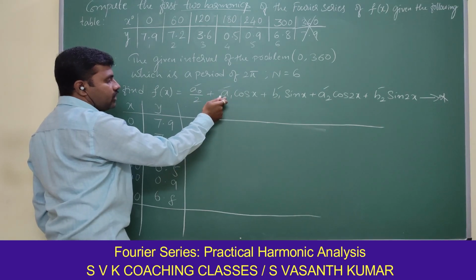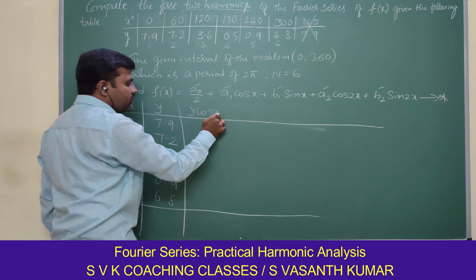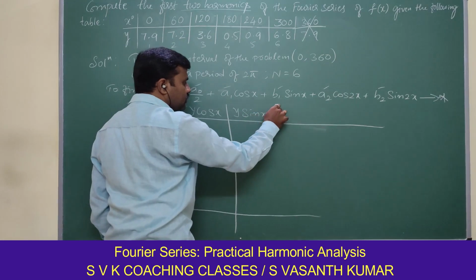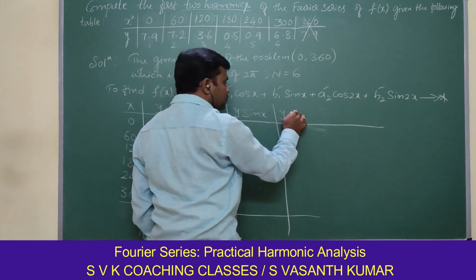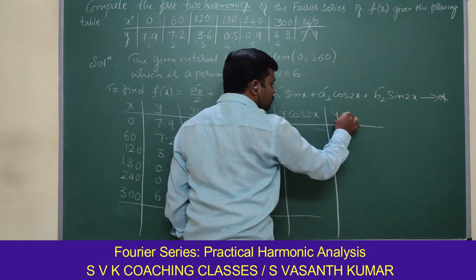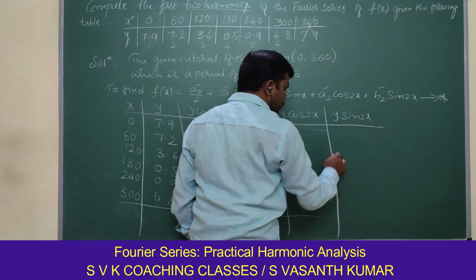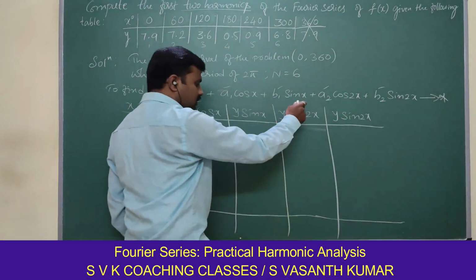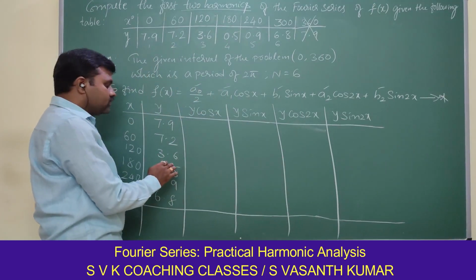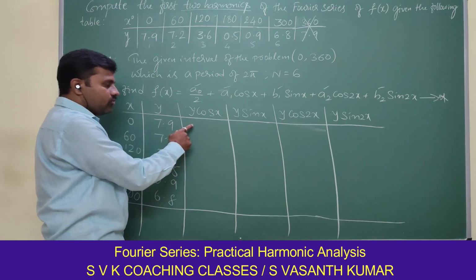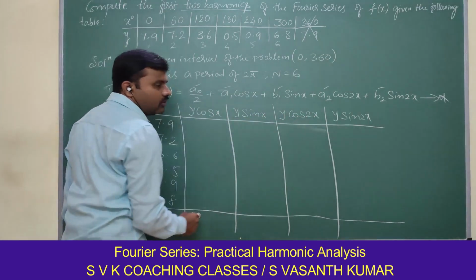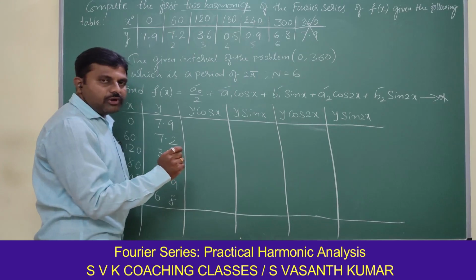In the required values, for A1 we require y cos x. We were required to find y sin x for B1, y cos 2x to get the value of A2. Next, y sin 2x. So now I can calculate all these values easily by using a calculator. We can find all the values of y cos x, y sin x, y cos 2x and y sin 2x. Let us see how to solve by using a calculator.